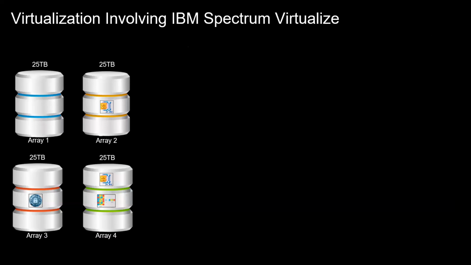In here, what I want to share with you all is the virtualization functions involved in the IBM Spectrum Virtualize software. Let's take a look at some of the examples which I have managed to gather in the slides. As you can see in the slides here, there are 4 arrays, and each one of them is populated with 25 terabytes of usable capacity. On the left-hand side, you can see array number 1.